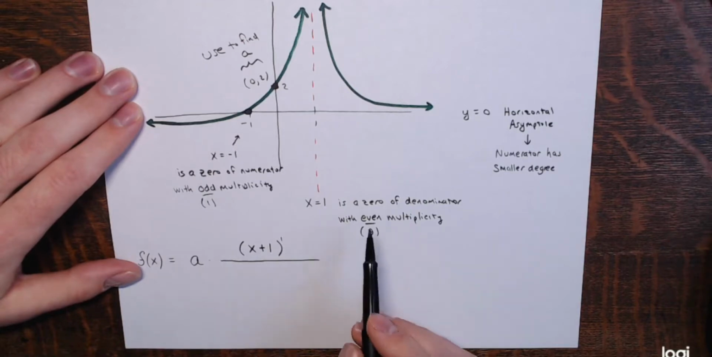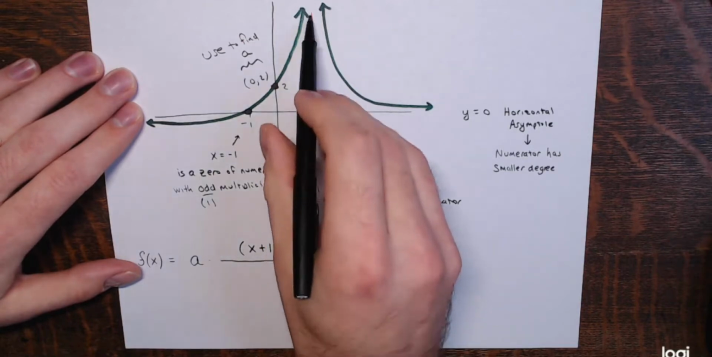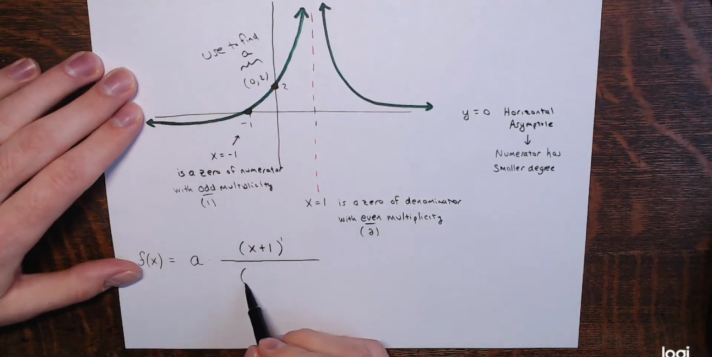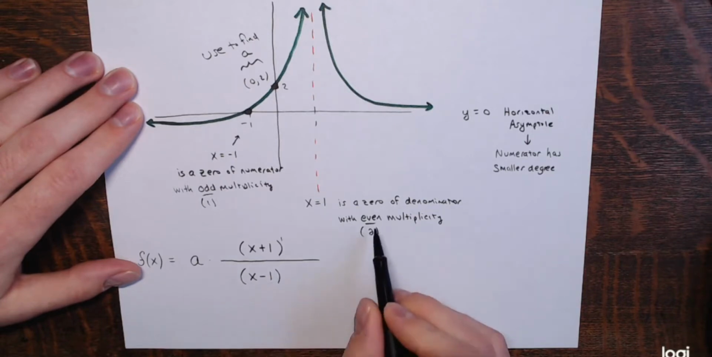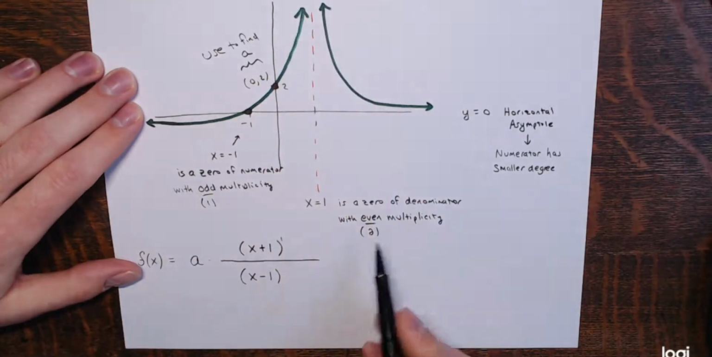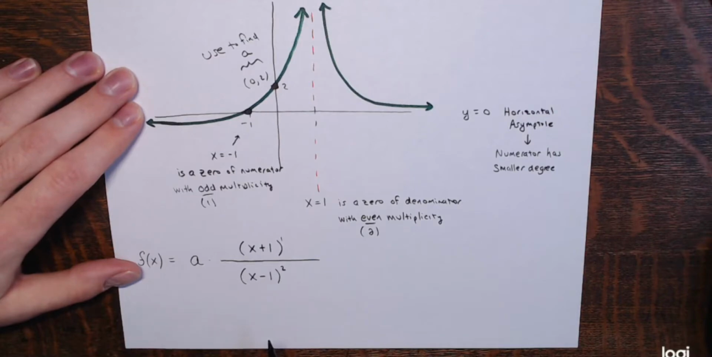And x equals 1, for the vertical asymptote, that's a 0 of the denominator. So x minus 1 is a factor. Remember the factor theorem? X minus 1 is a factor of the denominator polynomial, but because the graph is going in the same direction on both sides, it's got to have an even multiplicity, a multiplicity of 2, I'm going to say. Put a power of 2 on that. X minus 1 squared.